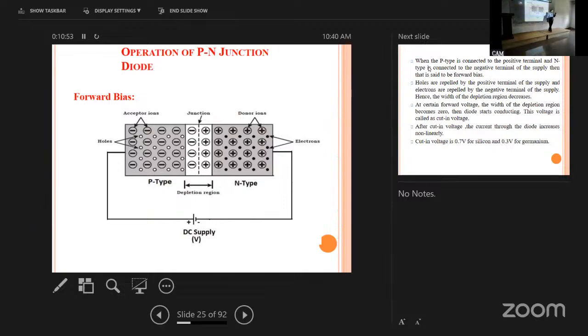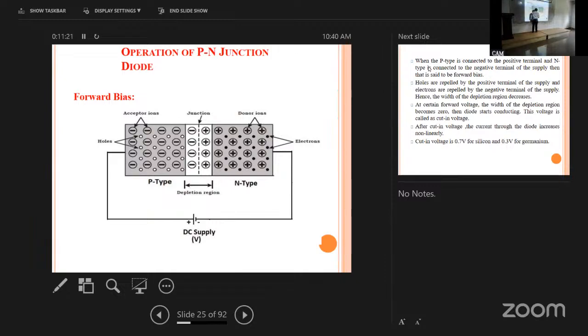The voltage at which the holes are crossing from P type to N type material is known as cut-in voltage. Up to that voltage, there is no crossing of holes. There is no conduction. Holes are here, electrons here. But whenever I am increasing the voltage, what happens? These holes are crossing, holes are going like this.